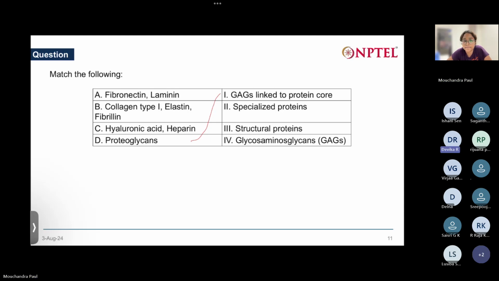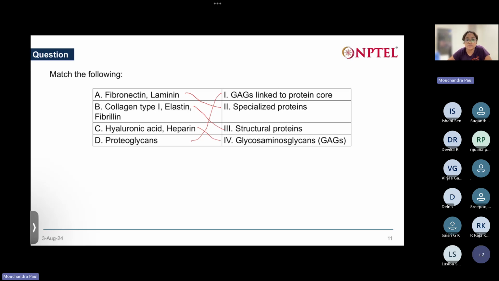Now, Devika, you can go ahead. A. Fibronectin, laminin, specialized proteins. Collagen type and elastin, fibrillin, it is structural proteins. Then hyaluronic acid, heparin is glycosaminoglycans. Proteoglycans is the first one. Okay. Yes. Great. Thank you. So, now, great, we matched it.